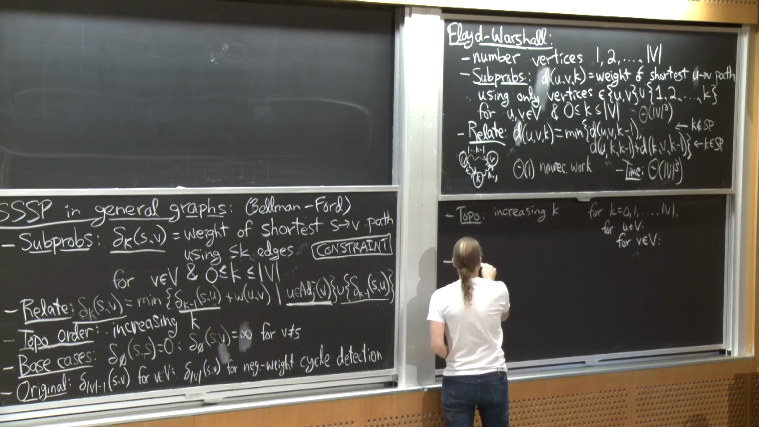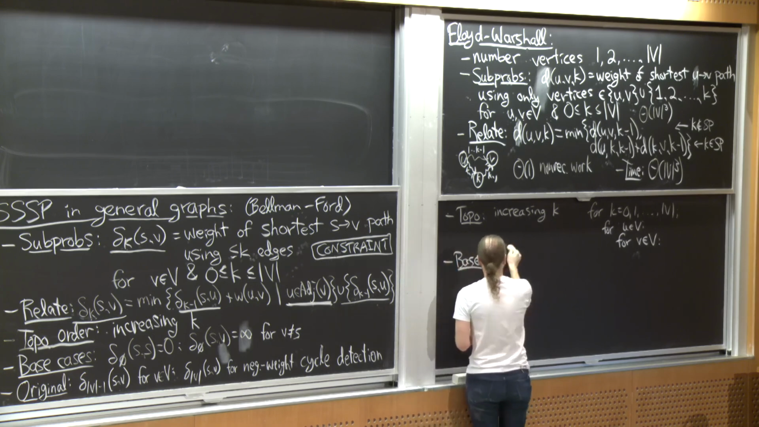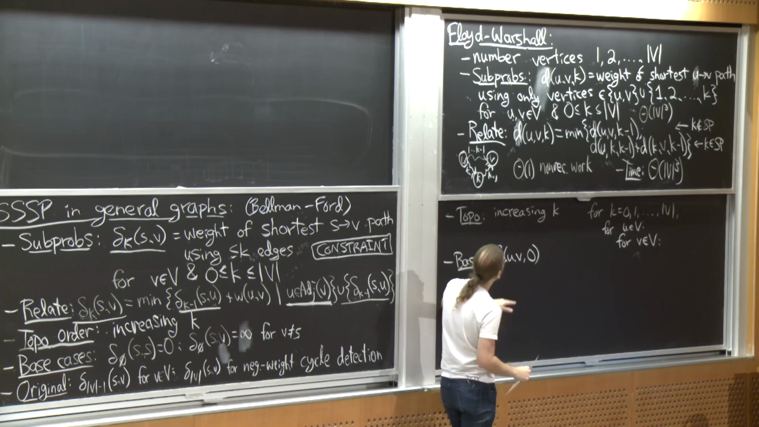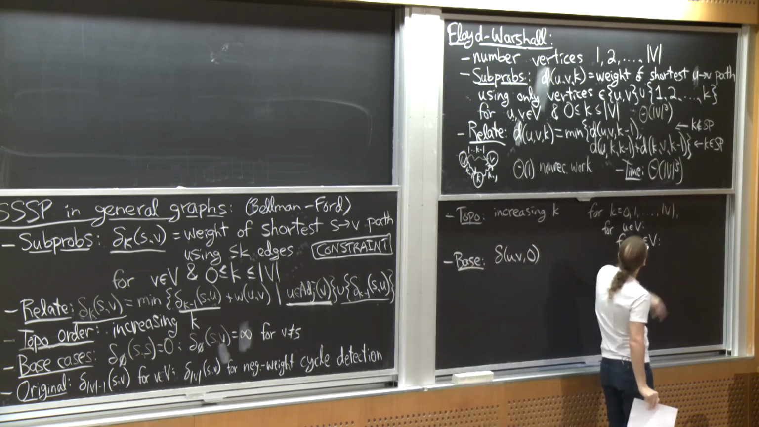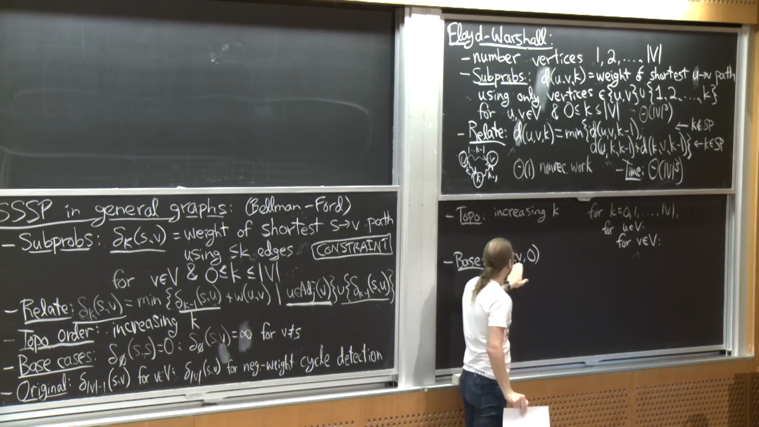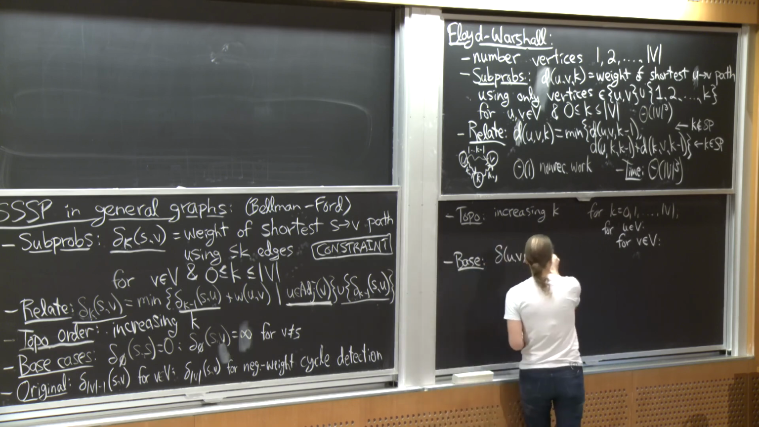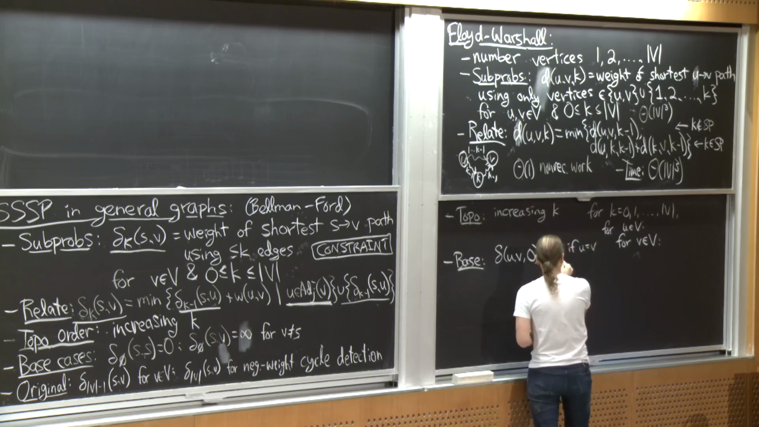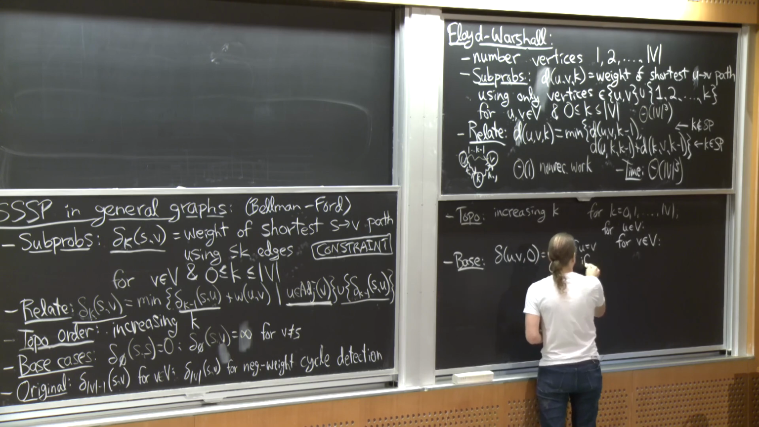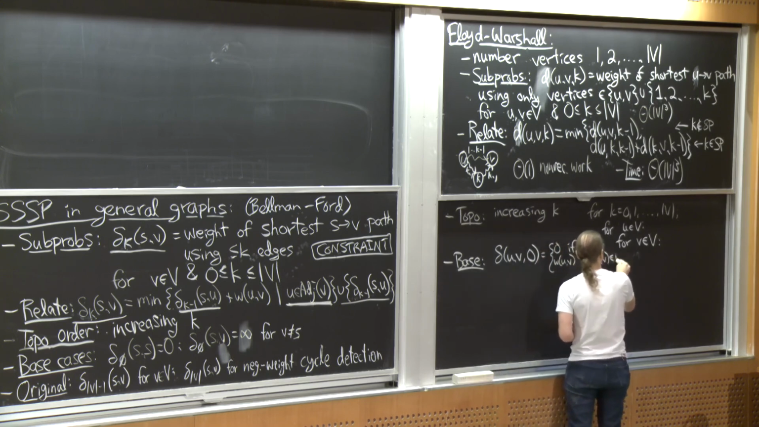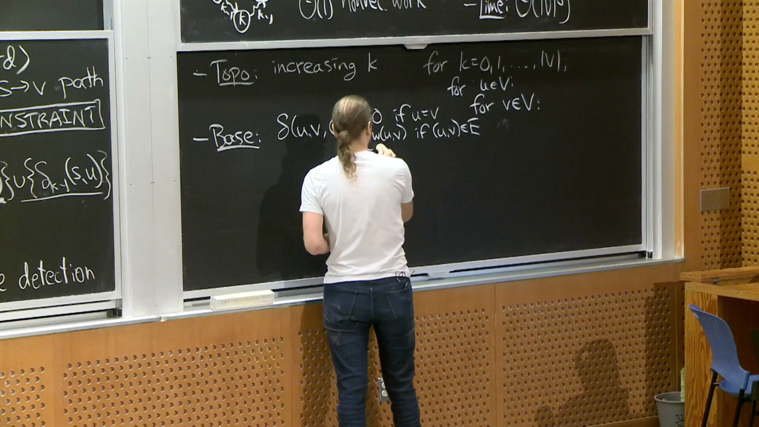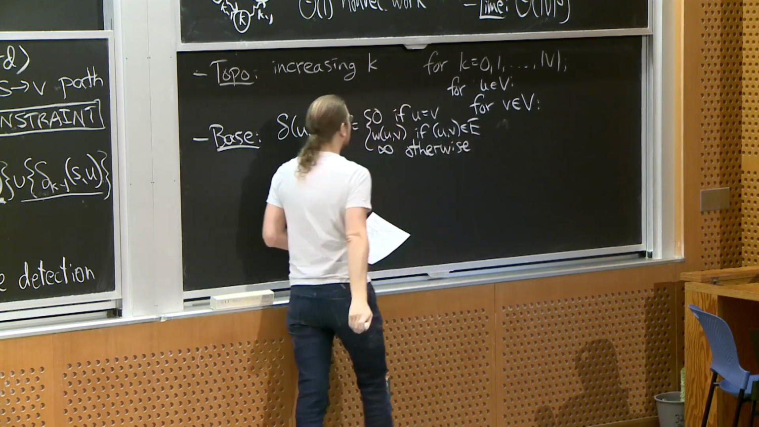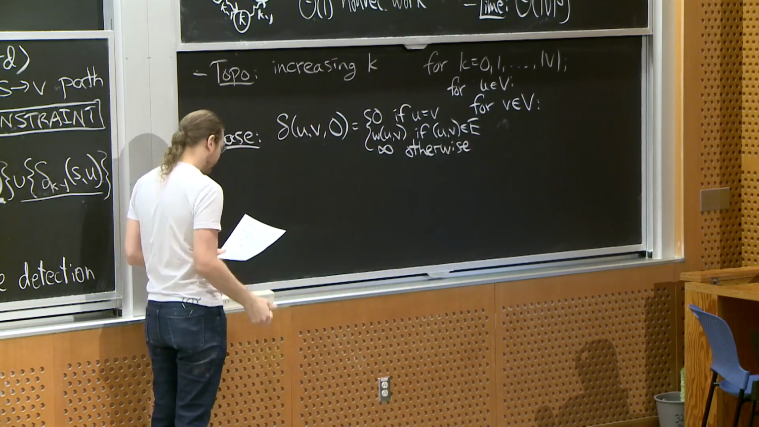Base case here is delta(u, v, 0). So I have to define what that means, but when k equals 0, the 1 through k set is empty. So all I'm allowed to use are my vertices u and v. And so there are 3 cases for this. It's 0 if u equals v. It's w of uv if there's an edge from u to v. And it's infinity otherwise. OK, but easy base case, constant time for each.